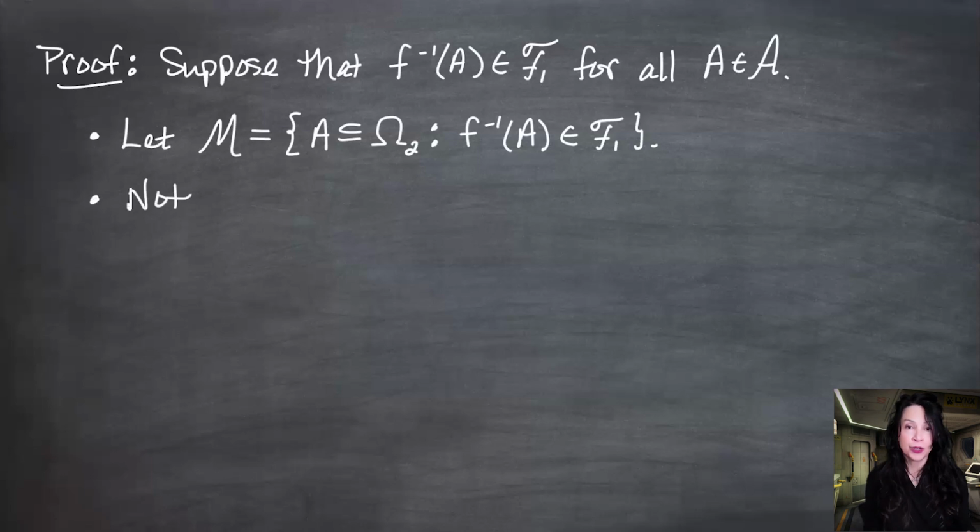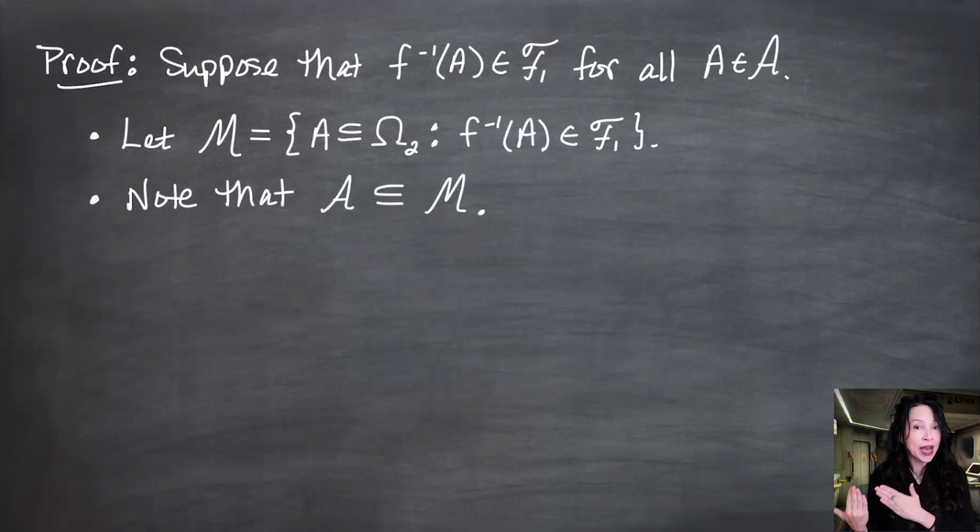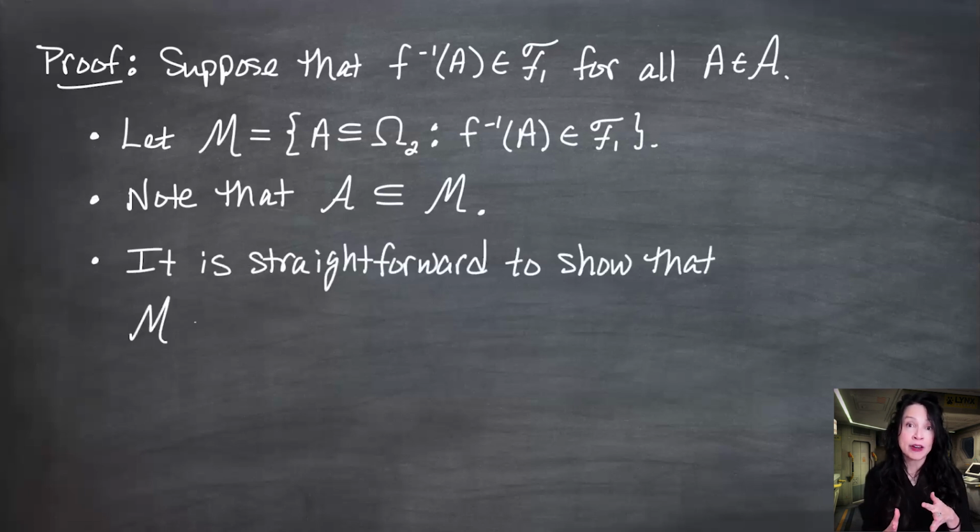Now, we already know that curly A is contained in curly M because by the setup of this proof, we know that everything in curly A does pull back into curly F1. And this collection M is everything that pulls back into curly F1. So the sets in curly A definitely do that. So curly A is contained in the class M. I claim that it is routine. Whether or not you think it's easy is a different matter, but pretty routine to show that this curly M is a sigma field. You have to show it contains the full omega, that it's closed under complements, and that it's closed under countable unions of sets in curly M. And these are fairly straightforward.